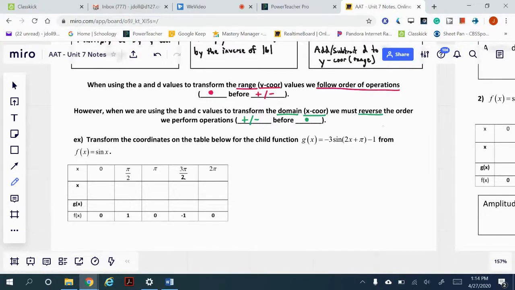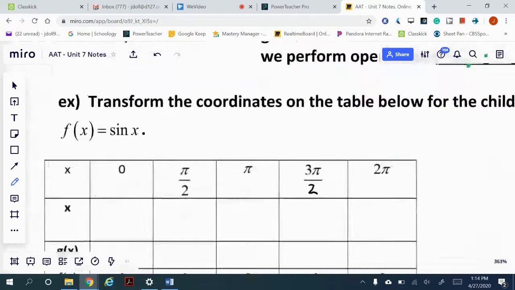We identify A, B, C, and D. We follow the order of operations to change the range, the y coordinates. We reverse the order of operations to change the x coordinates and actually transform the coordinates from f of x, the parent function, to g of x, our transform function.